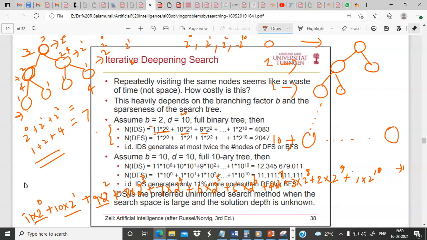So when you use iterative deepening depth first search, and if the depth of the tree is 10 and the branching factor is 2, then how many times should the nodes be accessed?